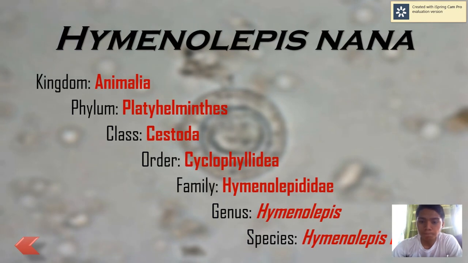So Hymenolepis nana is a cyclophyllidean parasite that belongs to the family Hymenolepididae. Now, Hymenolepis nana is a parasite that causes hymenolepiasis. It's a very common tapeworm that can be found worldwide. And the group at most risk of this infection tends to be children. It is thought that their hygiene might be the cause. That's why the commonly infected with this Hymenolepis nana are the children.